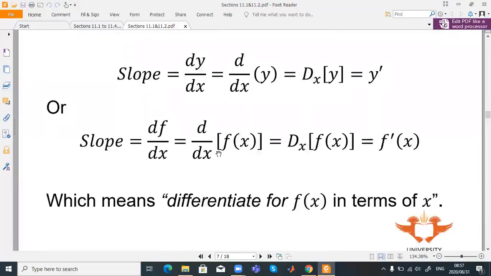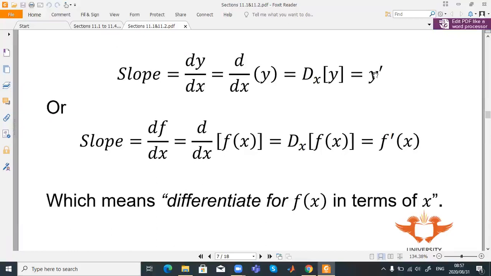If the function is in terms of f of x, you write it in this form, df/dx, or f prime of x, or D sub x of f of x in brackets. So all of these are different ways to denote differentiation or the derivative of a function. If it's g, you call it g prime.